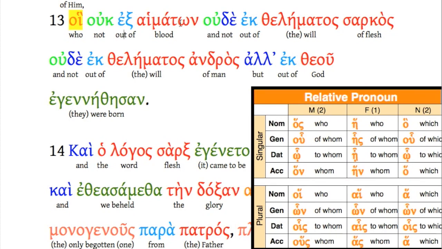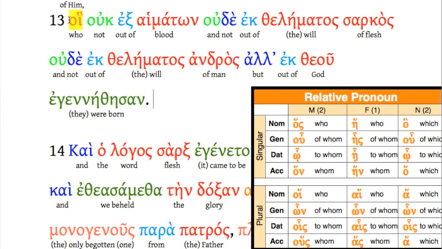ouk ex haimaton, oude ek. Read this with me, by the way. When I read, I'm not just reading for my own practice. I want you to get used to hearing the Greek. So read with me. Ouk ex haimaton, oude ek thelematos sarkos, oude ek thelematos andros, all' ek theou egennethesan.